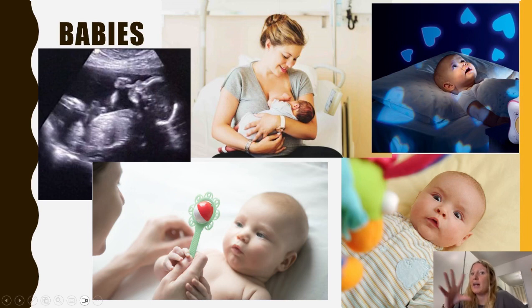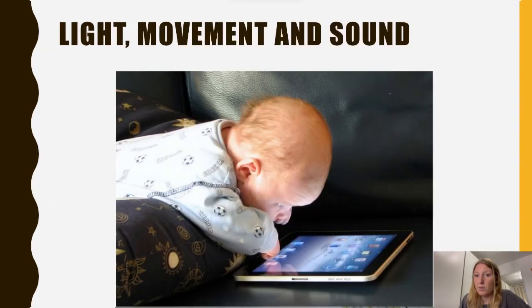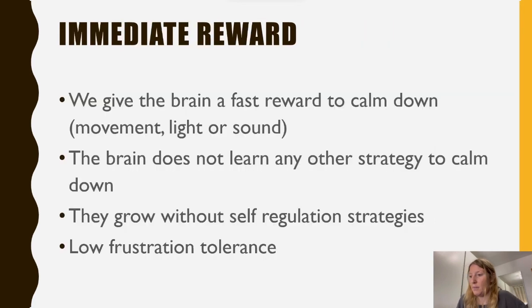As well, we put lights on them because they love to calm down with the light. They love looking at them, and the movement and the sound. So basically, what are we giving them with an iPad? Light, movement, and sound. The light, movement, and sound of the iPad is the immediate reward. So we are giving the brain a fast reward to calm down. The brain does not learn any other strategy to calm down. They grow without any regulation strategies and with a low frustration tolerance.